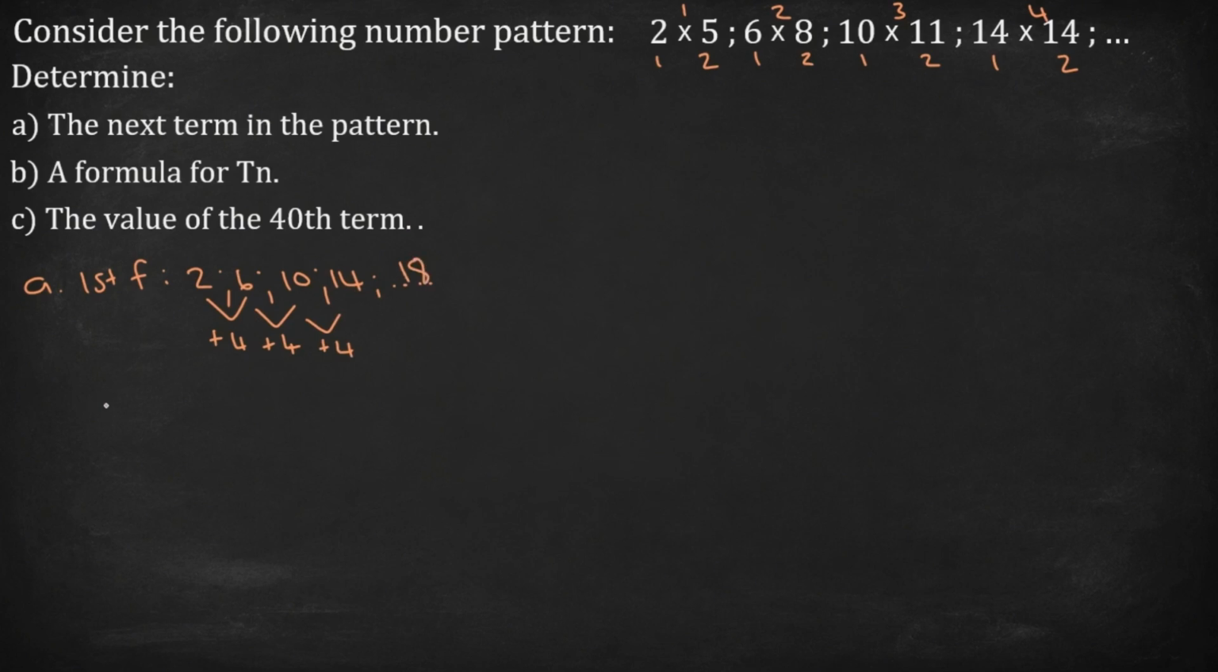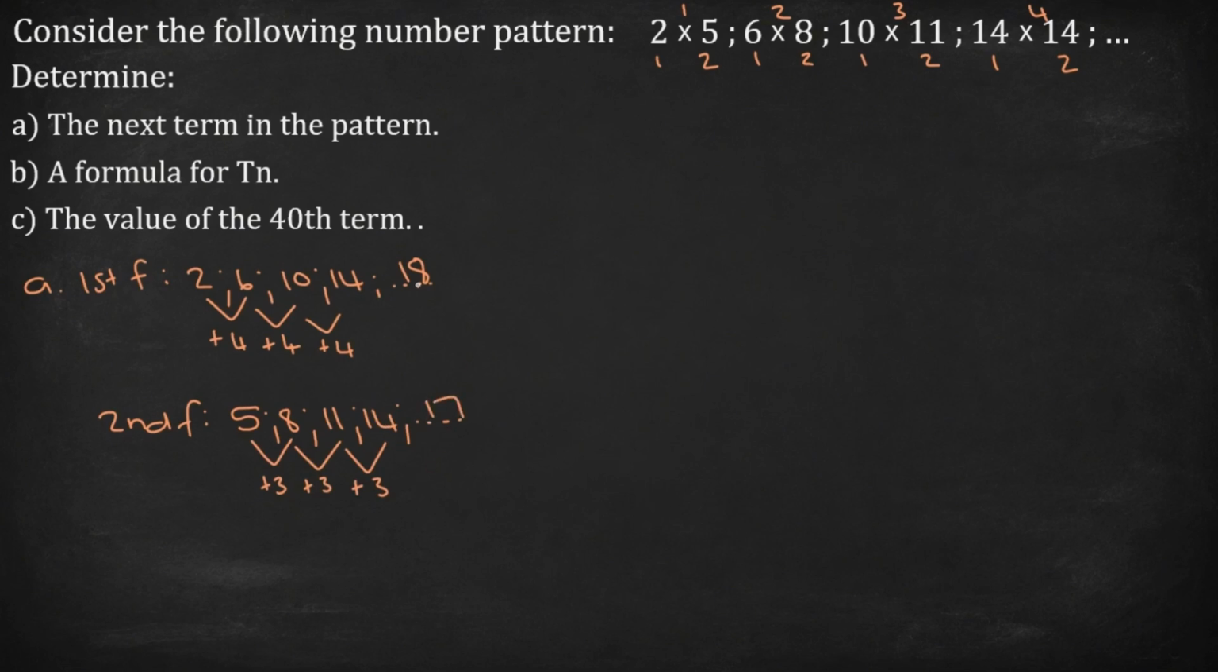Let's work with the second factor. Let us first list the terms, and they are 5, 8, 11, and 14, and so on. Let's find the difference between the consecutive terms. 5 plus 3 will give you 8. 8 plus 3 will be 11, and the same plus 3, so 14 plus 3 will be 17.